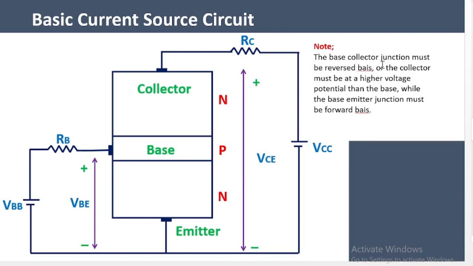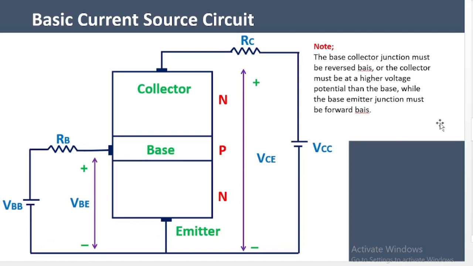So here we have just basic things to note. The base-collector junction must be reverse biased, or the collector must be at a higher potential. That is, this voltage must be higher than this in order for you to have a reverse bias here, and then this in turn must be higher than this. That is, the base voltage must be higher than the emitter voltage. That will give you a forward bias, and then the collector voltage being higher than the base voltage will give you a reverse bias at this junction. So this setup will guarantee a current source.